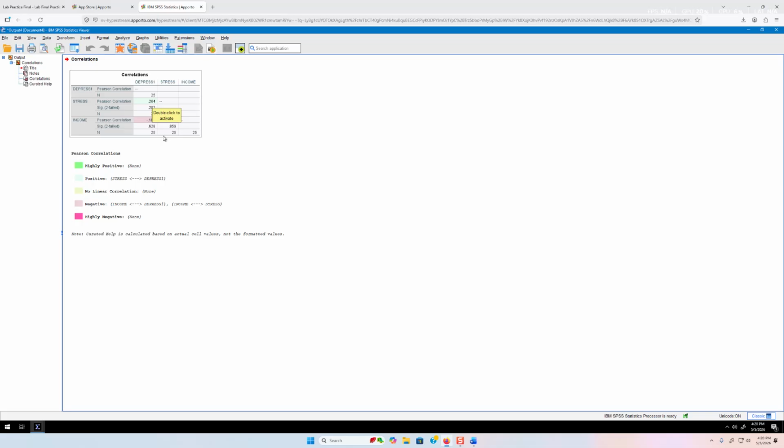Depression and income, negative 0.102. That's also not significant. And stress and income, negative 0.038. That's also not significant. So your correlations are 0.264, negative 0.102, and negative 0.038, and they're all not significant. They're all pretty weak correlations.